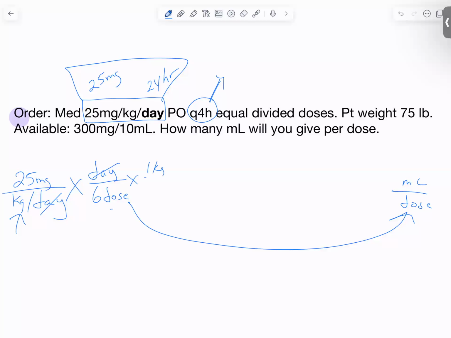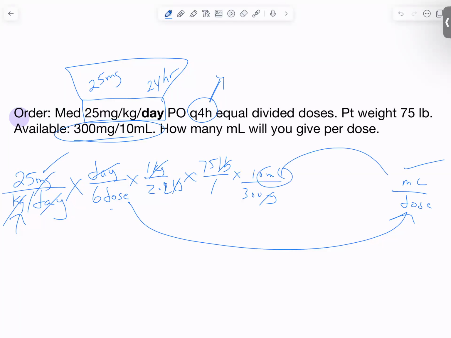1 kilogram is 2.2 pounds, the usual. And the patient weighs 75 pounds over 1. That gets rid of all my drama that I don't need. Excellent. Now I just got to get milligrams to milliliters, and we know what to do. We use what's in our problem all day. 300 milligrams in 10 milliliters. Gets rid of my milligrams. I have my milliliters, and now it's just math.